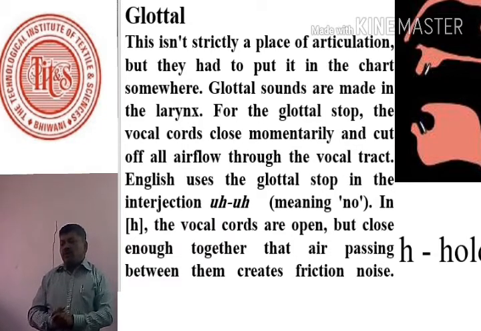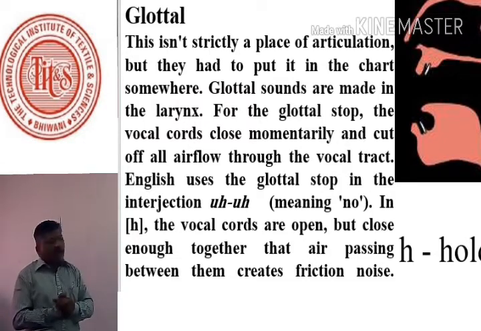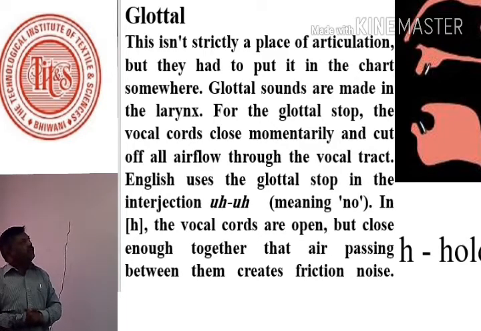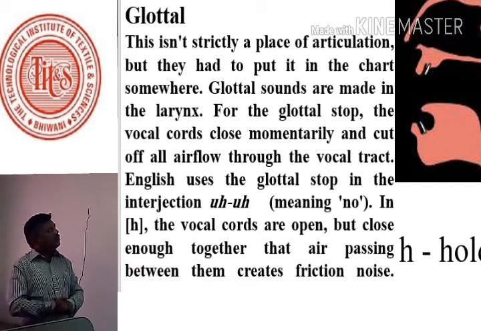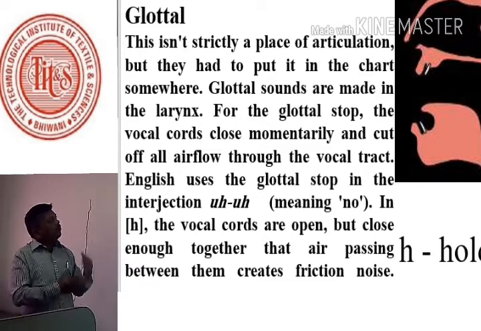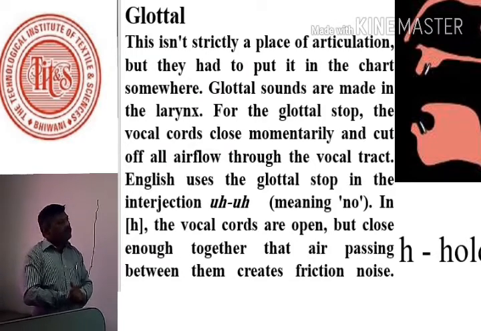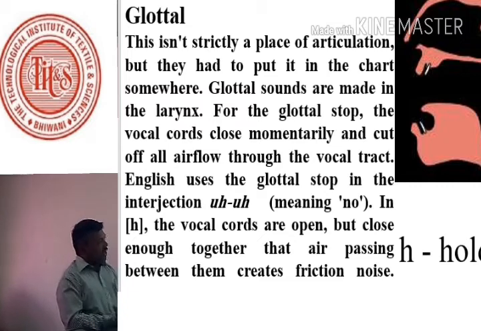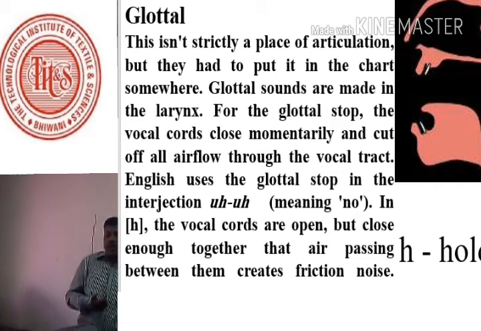In the production mechanism of "wa", there is no full blockage of the air. So that also sometimes comes in the category of semi-vowel. So glottal: this is not strictly a place of articulation, but they had to put it in the chart somewhere. Glottal sounds are made in the larynx. For the glottal stop, the vocal cords close momentarily and cut off all air flow through the vocal tract. English uses the glottal stop in the interjection meaning no. In "h", the vocal cords are open but close enough together that air passing between them creates friction noise.